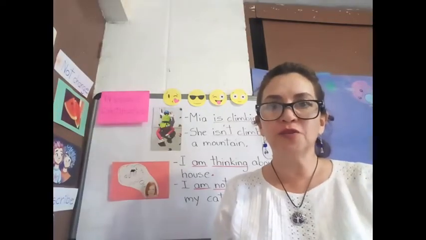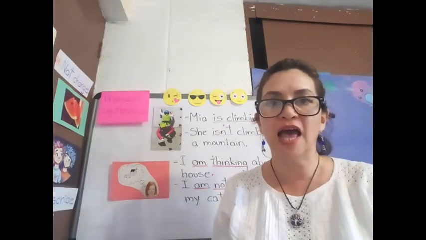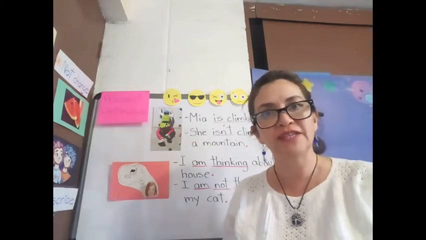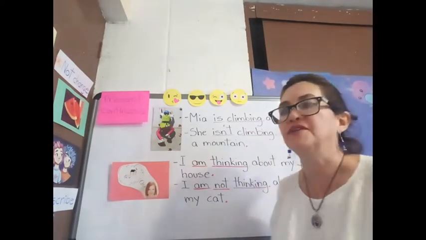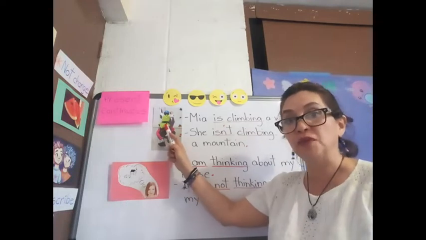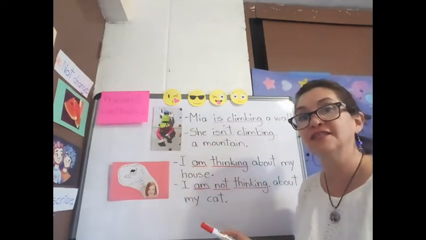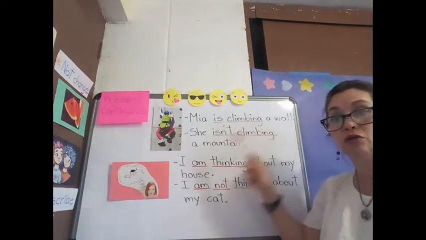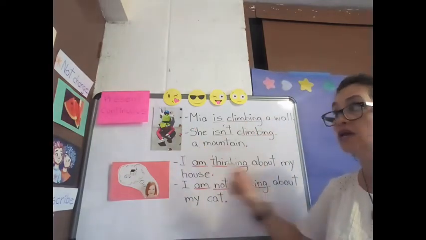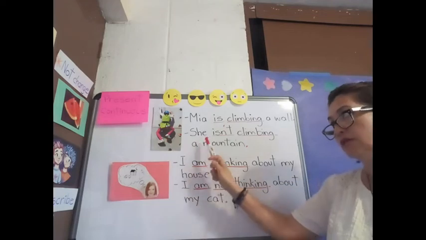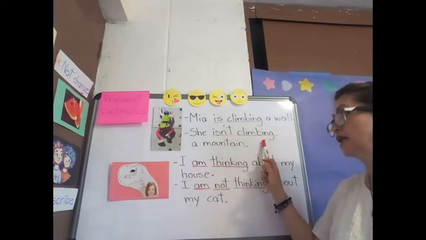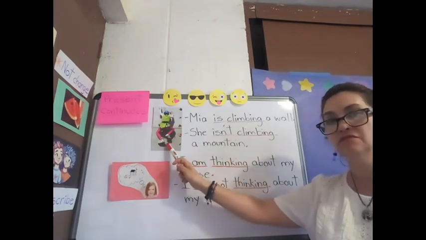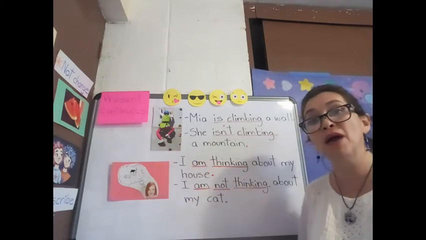Now let's make some affirmative sentences and negative sentences in present continuous. First, look at this picture and let's read the sentence. Mia is climbing a wall. She isn't climbing a mountain.